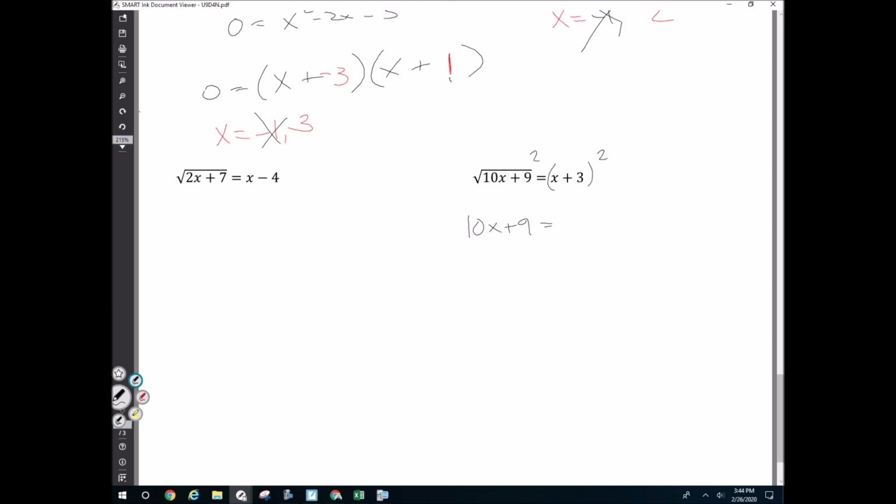X squared plus 6x plus 9. How'd you get that? That's how you square x plus 3. X plus 3 times x plus 3. X times x is x squared. X times 3 is 3x. 3 times x is 3x. 3 times 3 is 9. We can't forget this, and we do so easily.